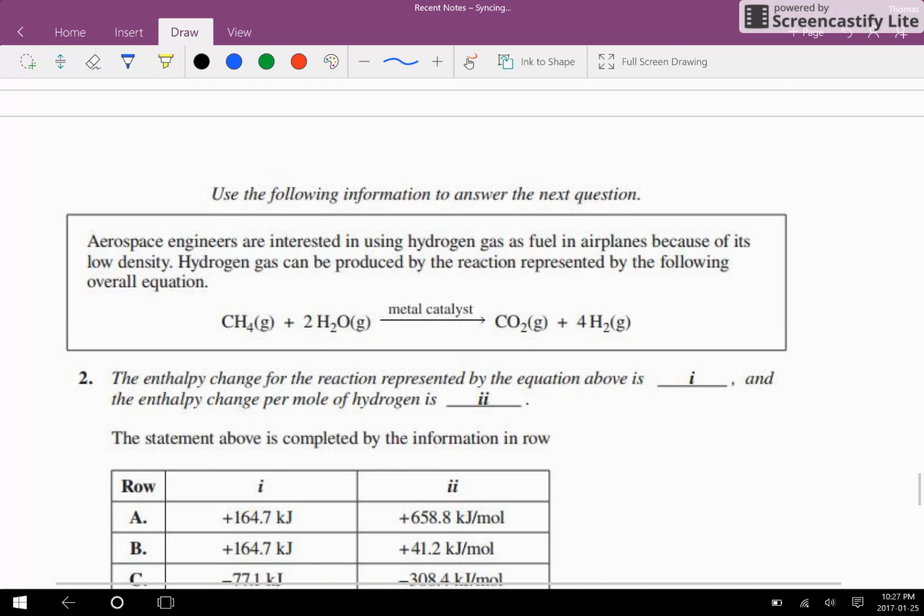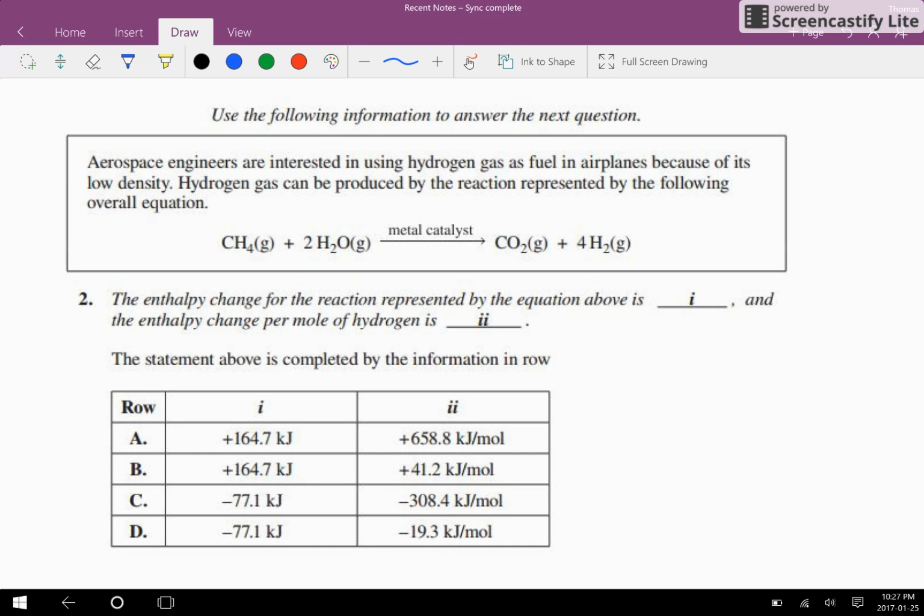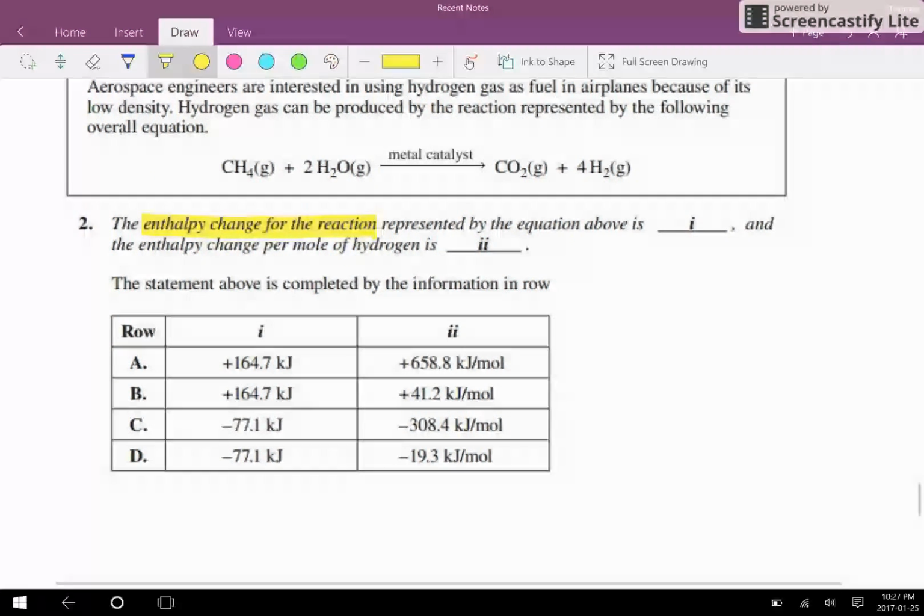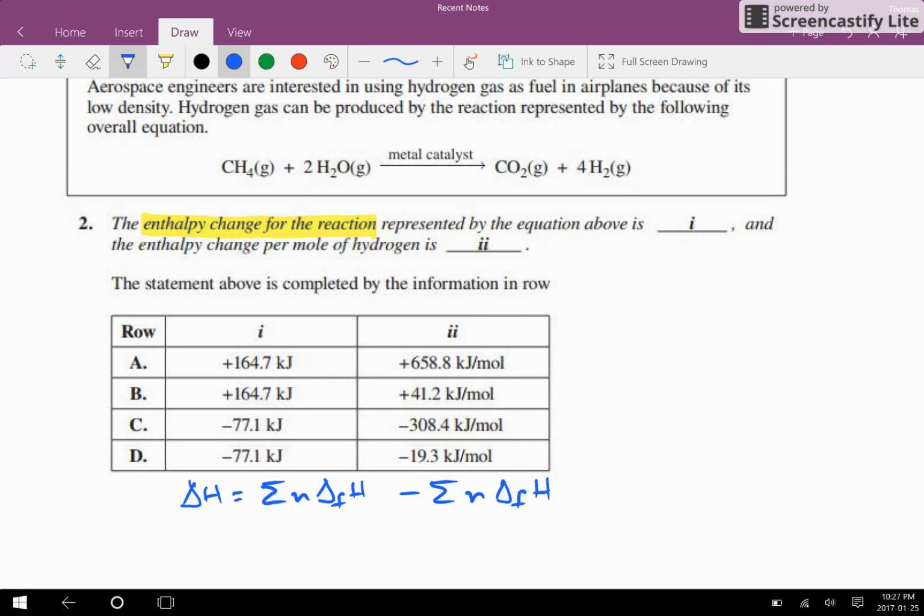Next, we'll take a look at this question here, where they give us the reaction, but they don't show us a delta H or an embedded energy. And when that happens, we know we have to use Hess's law formula, because they're asking us for the enthalpy change for the reaction. So let's go ahead and do that. We'll start with the Hess's law formula, which is the sum of the heats of formation of the products, minus the sum of the heats of formation of the reactants.